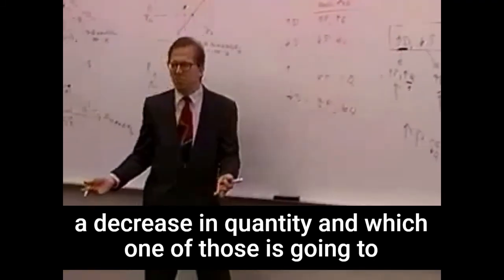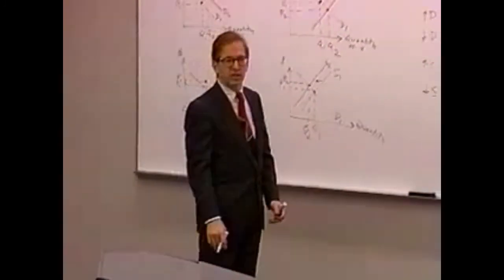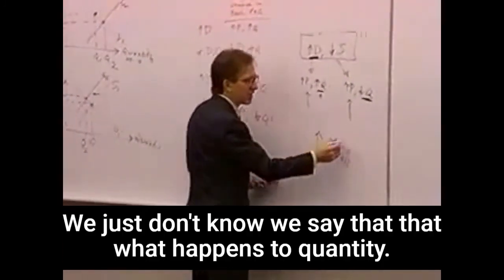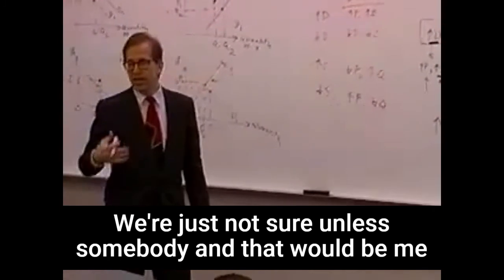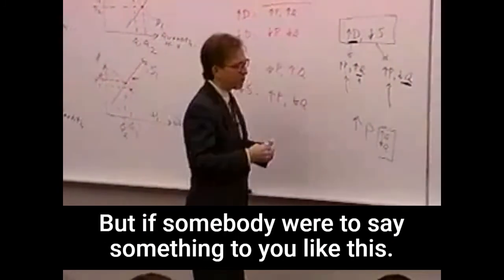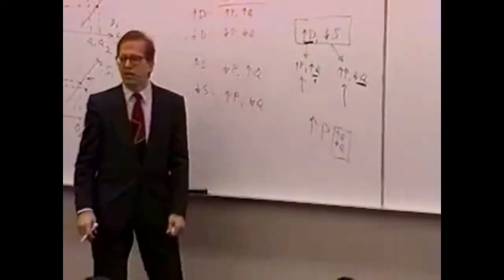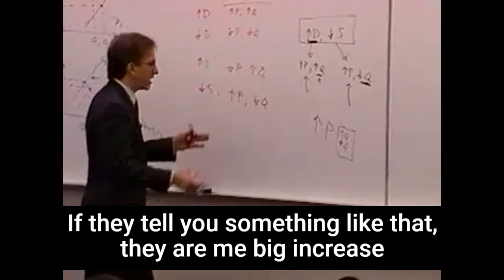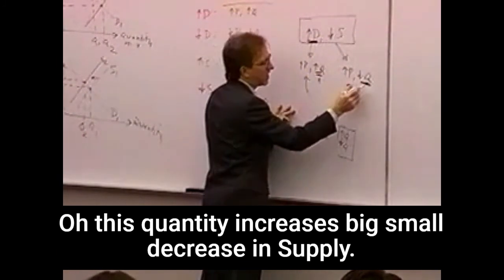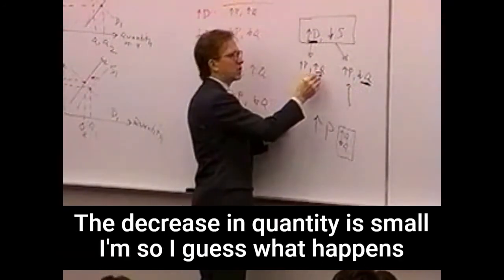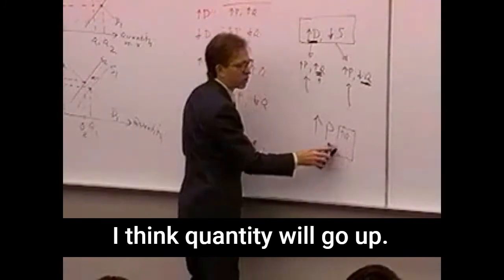And which one of those is going to determine the outcome? The answer is, we don't know from this information. We just don't know. We say that what happens to quantity is indeterminate. We're just not sure. Unless somebody, and that would be me since I make up the test, were to say something like this: there's a big increase in demand and a small decrease in supply. Then the quantity increase is big and the decrease in quantity is small. So I guess demand must be the driving force here. I think quantity will go up.